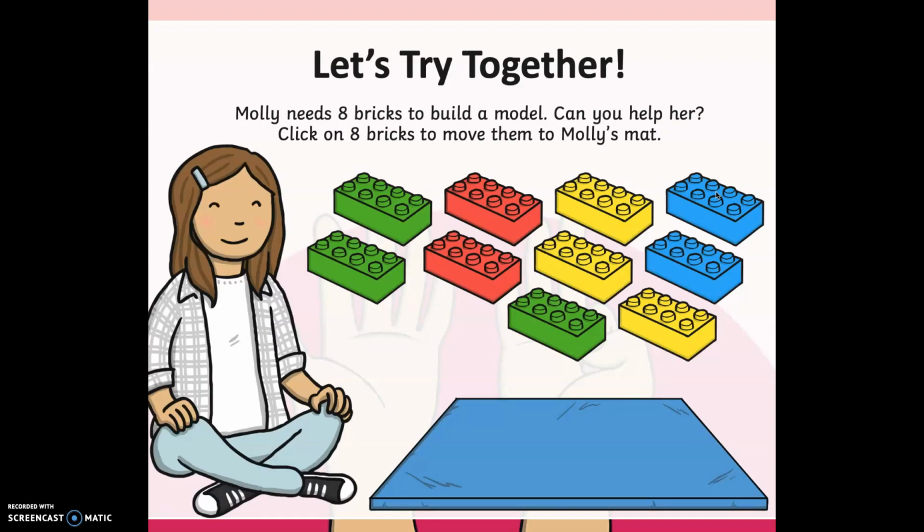Okay, let's try this together. Molly needs 8 bricks to build a model. Can you help her? Click on 8 bricks to move them to Molly's mat. Now we can't click on these because we are looking at a video. So what I would like you to do is use your finger and count out 8 bricks. If you need to pause to do it, do that now. Now, let's count together. I would choose 1, 2, 3, 4, 5, 6, 7, 8. 8 bricks.